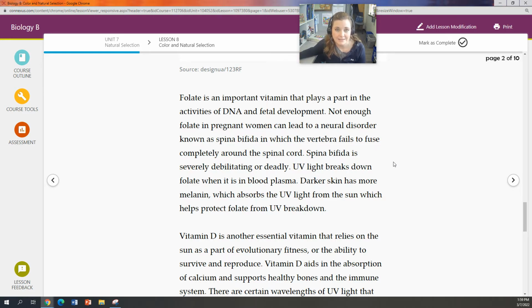So it is hypothesized that the development of darker skin really came from the fact that darker skin gave us fewer problems with the mother's blood concentration of folate. If you have dark skin, you have this melanin that protects your blood so that you have enough folate in the blood to protect the unborn baby.